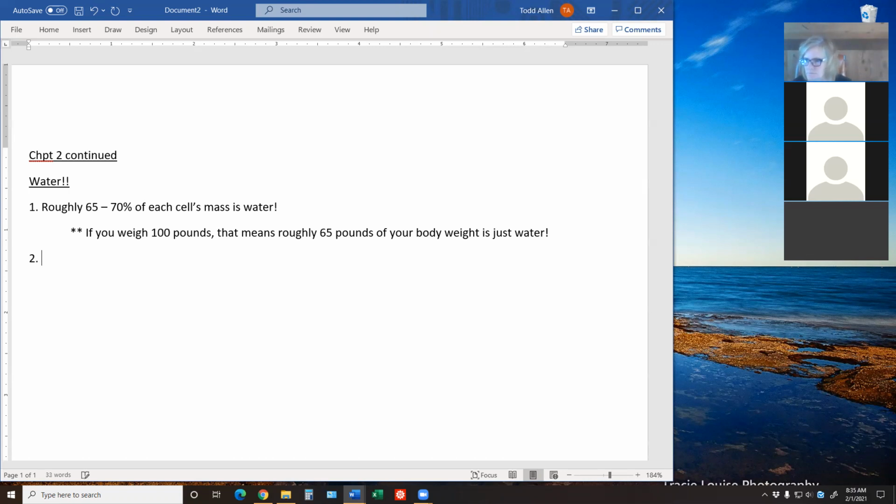Water is the environment in which all the biochemical reactions that must take place happen. It is the environment that the biochemistry happens in so that it works correctly, right?